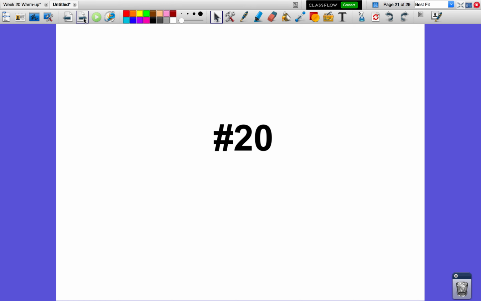Number 20. An expression is shown below. 45 minus 3 to the power of 3 times [7 minus 10]. What value is equivalent to this expression? F. 156. G. 48. H. 144. J. -6.